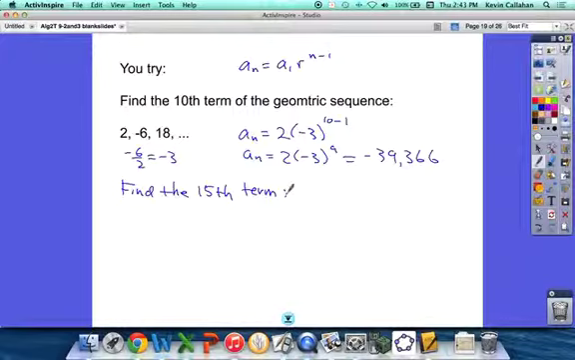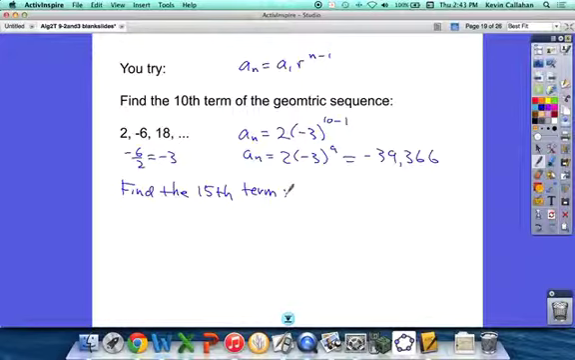Who's going to be the first to offer up their answer? You said negative 9,565,938. How many agree with Rebecca? How many? Okay, you're all wrong. Is it positive? It's positive.